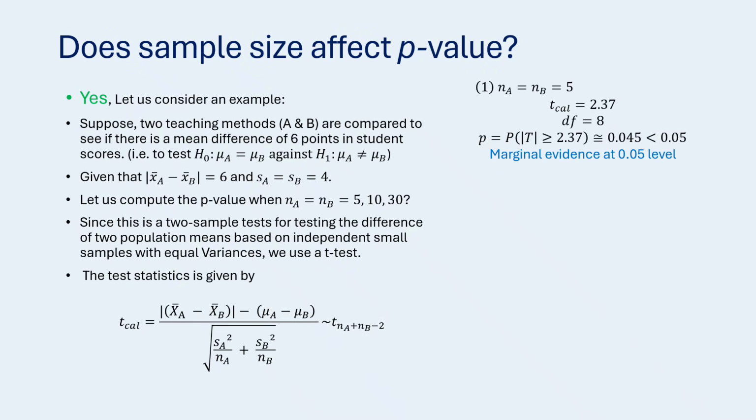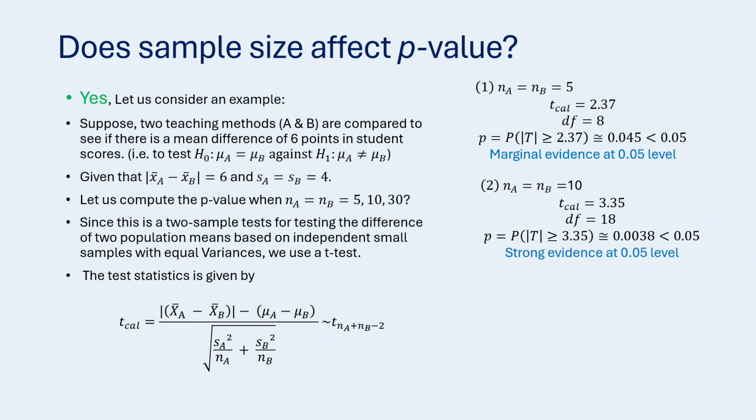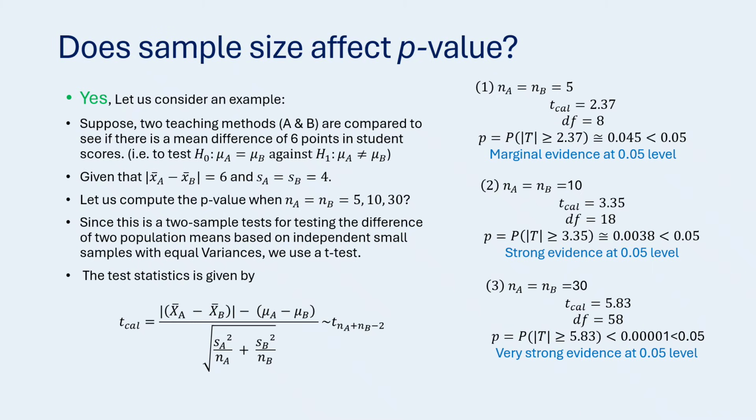We'll compute the test statistic, which is shown on the left side. Here is the computation of the p-value corresponding to different sample sizes. When n1 and n2 are equal to 5, the p-value comes out as 0.045, which is very close to 0.05. But still we have to reject because 0.045 is less than 0.05, so marginal evidence can be seen against H0. In the second case, the p-value comes out to 0.0038. When you compare with 0.05, the test is strong; there is strong evidence at the 0.05 level. For the third case, the value is also very strong because it is much, much less than that.